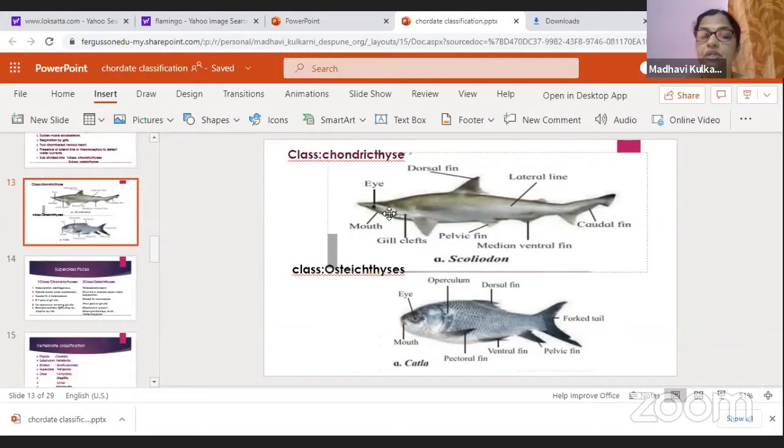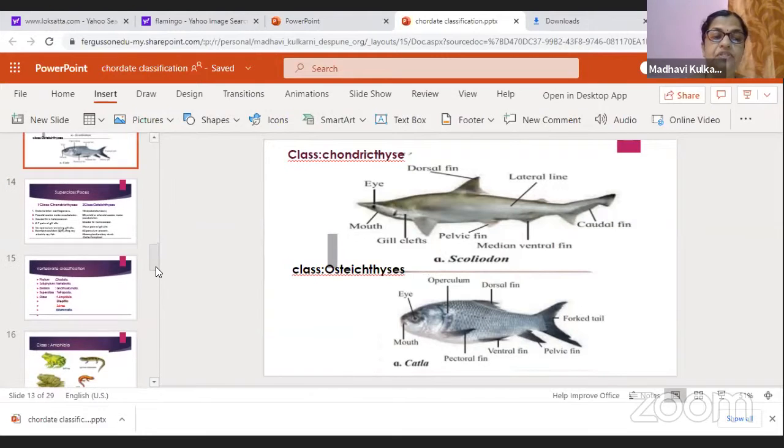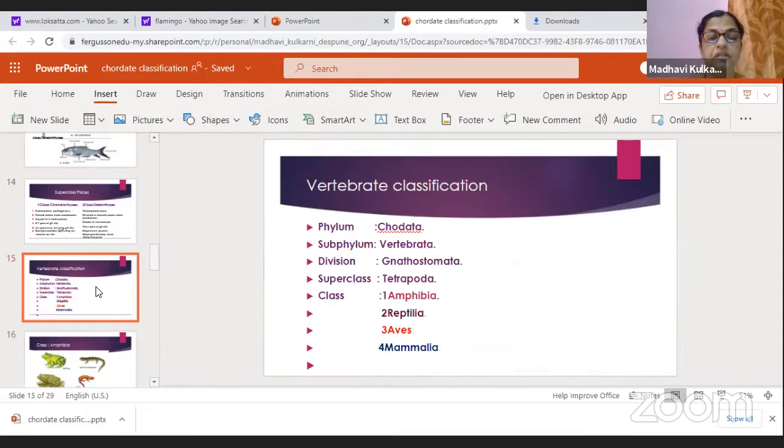One more point I can tell you here, the snout. The mouth is present on the ventral side in the case of cartilaginous fish, with an extended part in front of the mouth, while here the mouth is always present at the terminal end of the body. So that was about the cartilaginous fish and bony fish.